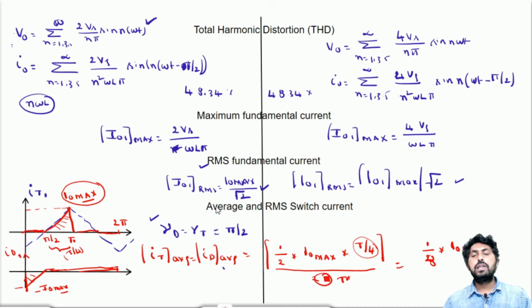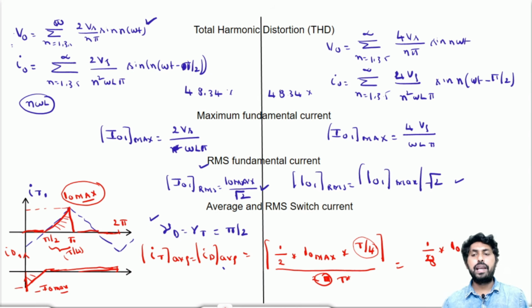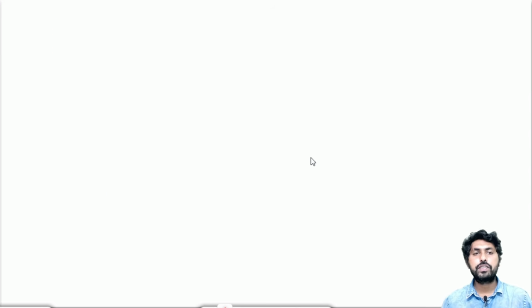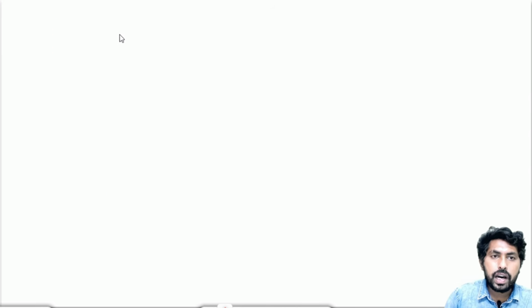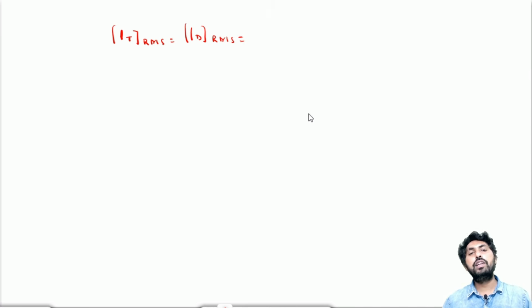In the basics we have discussed how to find the RMS value of the triangle waveform. So the RMS value, IT RMS or ID RMS, will be equal to... what about the IT RMS and ID RMS values?